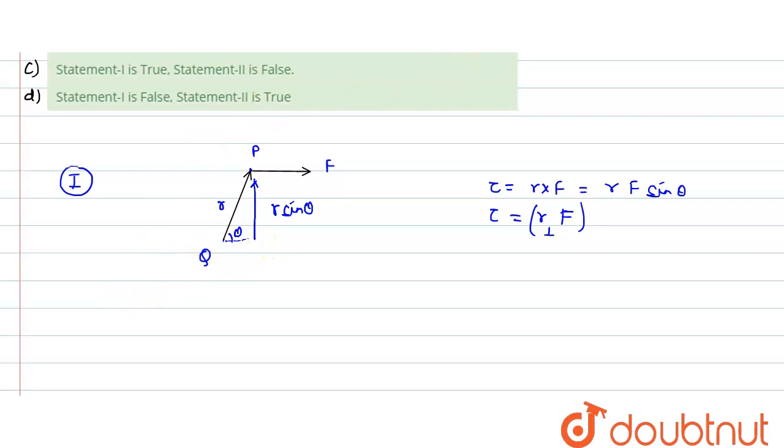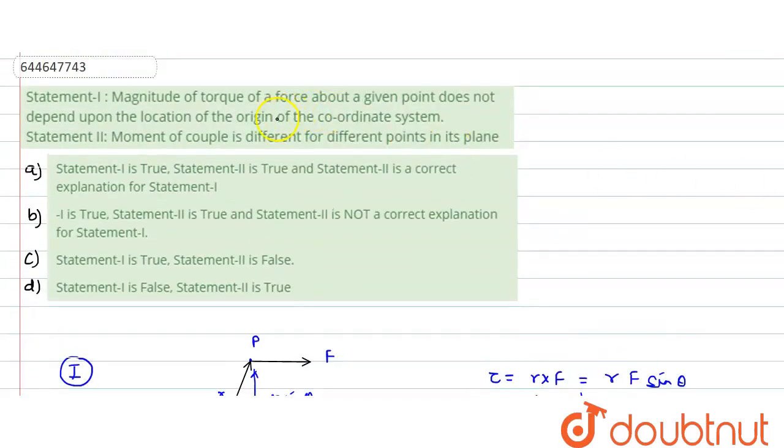Now, for example, our origin is located like this. Let's say this is our X and this is our Y. Even if we have the origin at this point or we have the origin like this, it would not affect in any way the perpendicular distance. That means the torque would be independent of the location of the origin. That means the first statement is true.